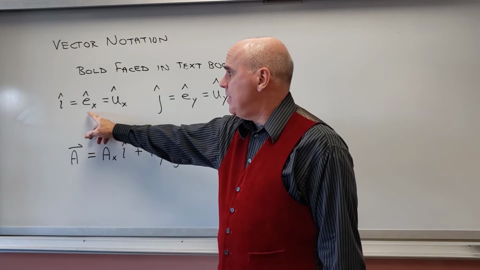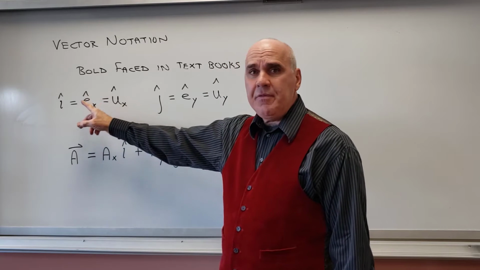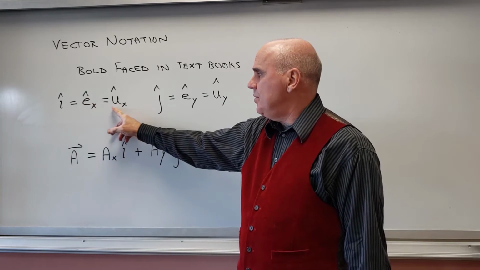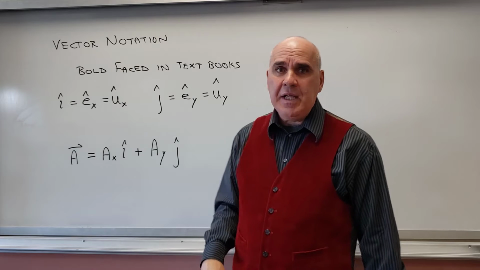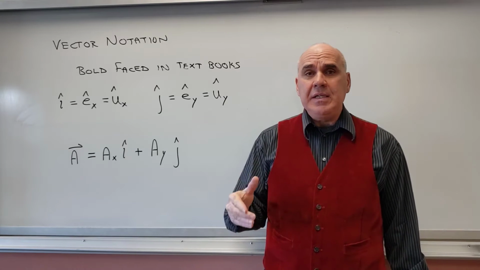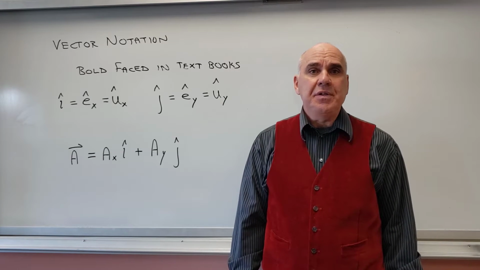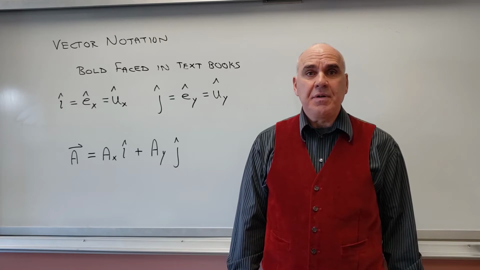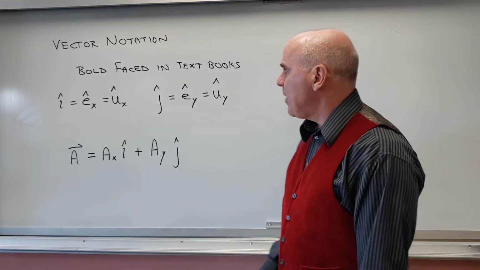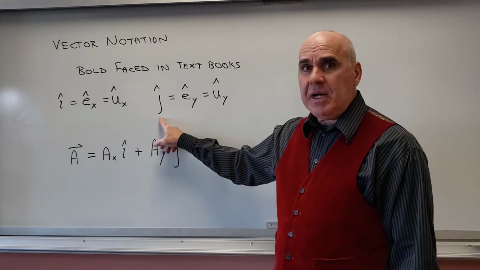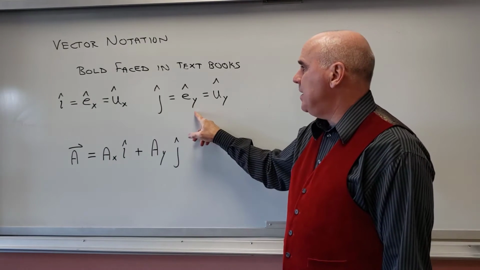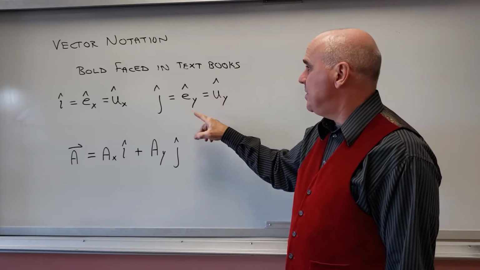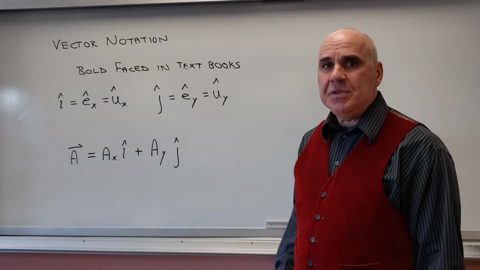Some books will use E sub x with a hat over the top of that, and some books will use U sub x with a hat over the top of that. The critical thing here is that the hat is an indicator of a unit vector. In fact, we'll use that in arbitrary directions later on in this course as well. J hat points strictly in the positive y direction. Again, E sub y hat is common notation. U sub y hat is common notation.